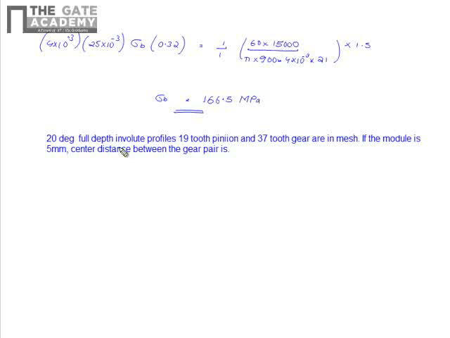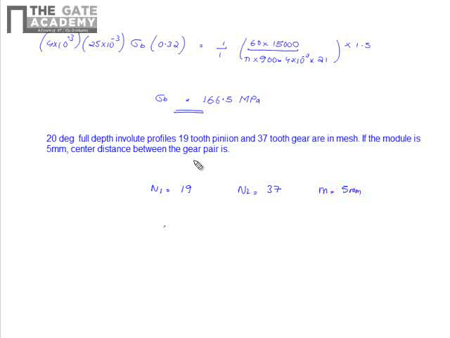A 20-degree full depth involute profiled 19 tooth pinion and 37 tooth gear are in mesh. If the module is 5 mm, what is the center distance between the gear pair? So this we have solved a similar problem earlier also. Here we list down the parameters given. N1, the number of teeth in the pinion, is 19. N2, the number of teeth in the gear, is 37. The module of the gear is given as 5 mm.